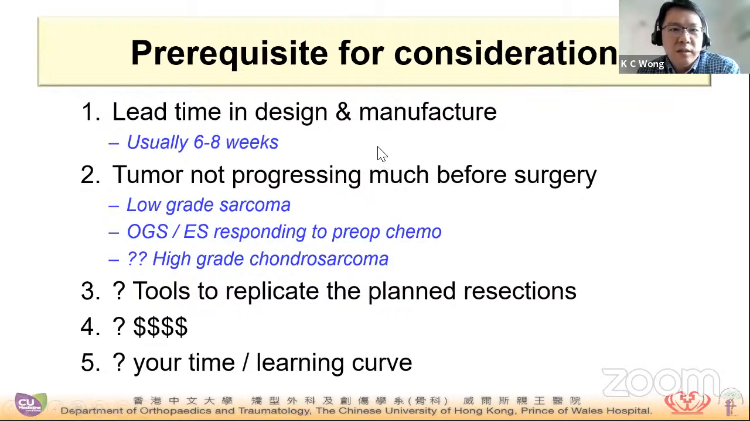Definitely time. If the tumor will progress within that time, don't use it. The tumor should not progress, be low grade, respond to chemotherapy, and be high risk. In the future, if the whole system can deliver within 2 to 3 weeks, then that's okay. But currently, most custom implants need at least 6 to 8 weeks. Also, to replicate the planned resection, money is a concern, and your time.